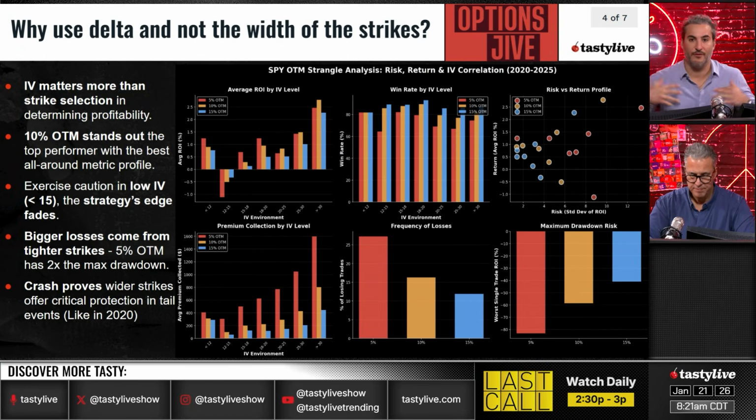Obviously, if you're further out of the money, those options are going to be higher probability. You have to have bigger moves.